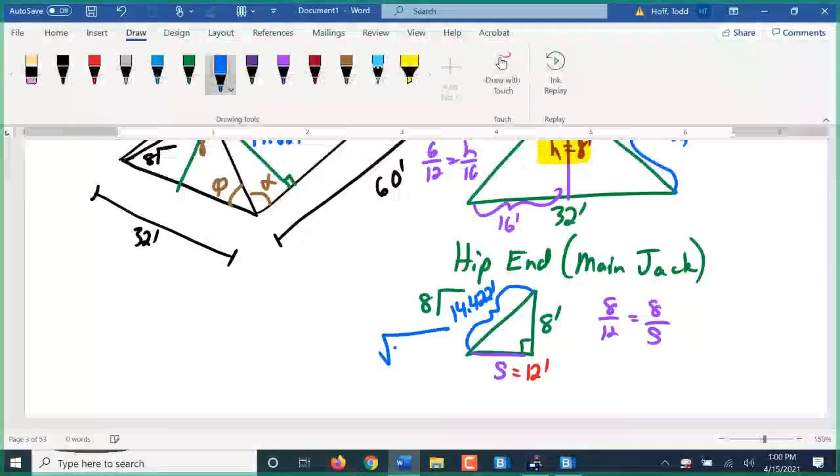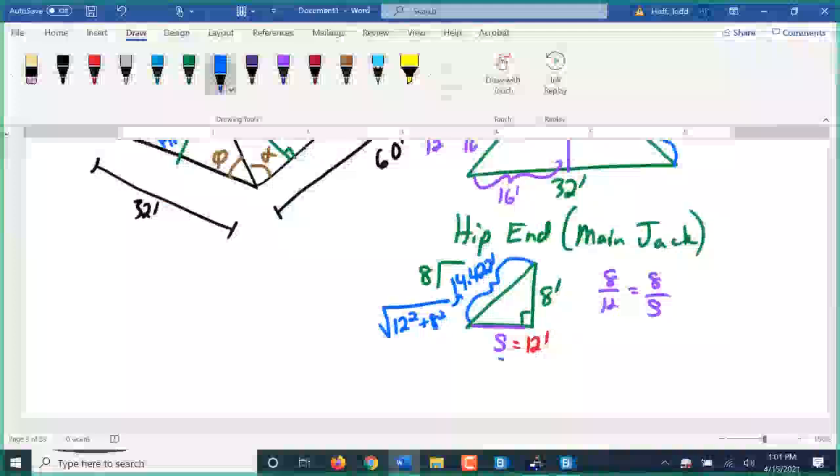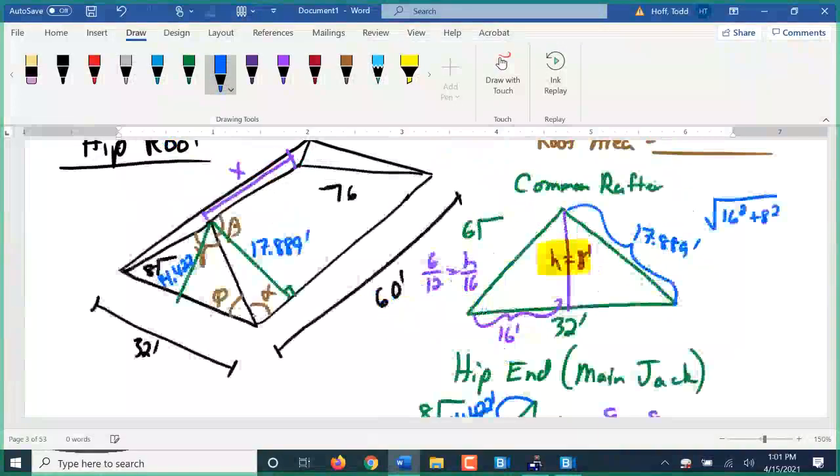Square root of 12 squared plus 8 squared. Now we are ready to start finding. Well, first of all, we can find x. We've got a setback here of 12 feet. That would be a setback over here of also 12 feet. 60 minus 12 minus another 12 is 36 feet.